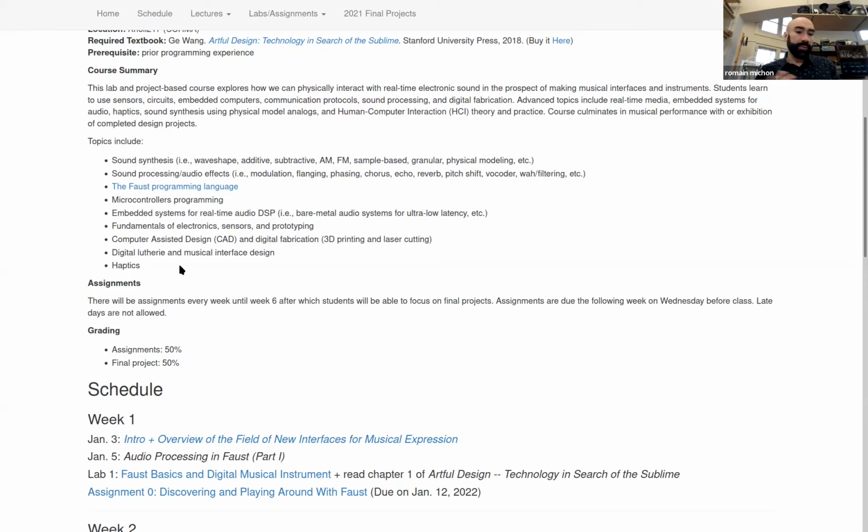We'll study fundamentals of electronic sensors and prototyping. Really fundamental things about this. We will look at computer-assisted design and digital fabrication, mostly 3D printing and laser cutting.